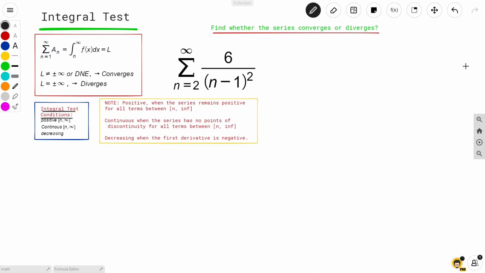So in this video, we're going to talk about how to apply the integral test given a series. And we're going to use the integral test to determine whether the series converges or diverges.